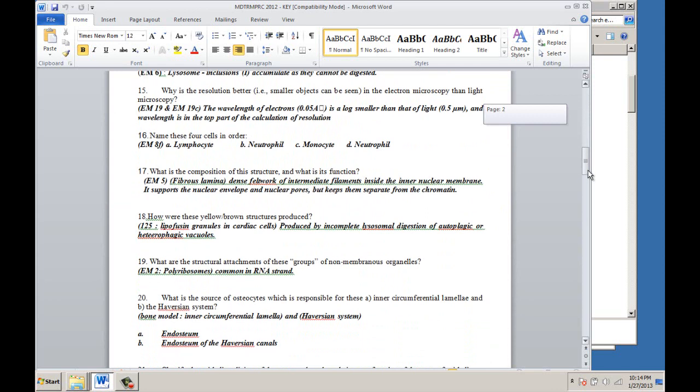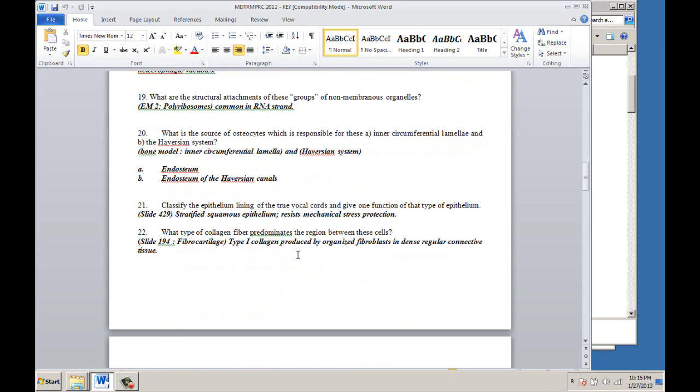Here's another one, number 17. What's the composition of this structure and what is its function? It has to do with the fibrous lamina. It's the felt-like intermediate filaments inside the nuclear envelope. It supports the nuclear envelope, supports nuclear pores, and keeps them separate from the chromatin.